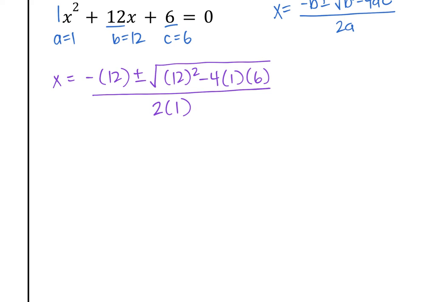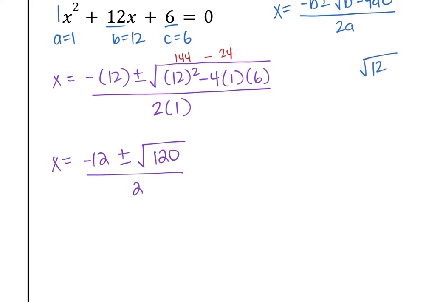So if we do that, x equals negative 12 plus or minus, over the denominator, 2 times 1 is 2. So the hard part is the discriminant, everything that's inside the house. 12 squared is 144 minus 4 times 1 times 6, which is 24. So 144 minus 24 gives me 120. Unfortunately, 120 is not a perfect square, but I am more than sure we can simplify it.